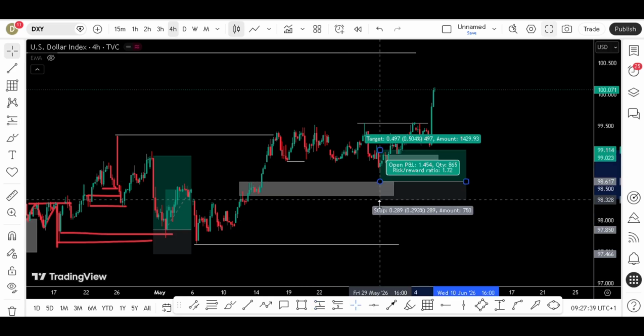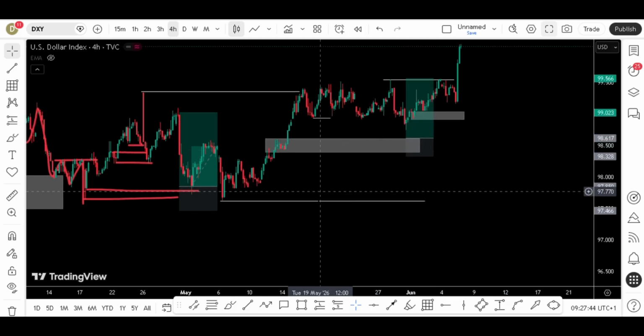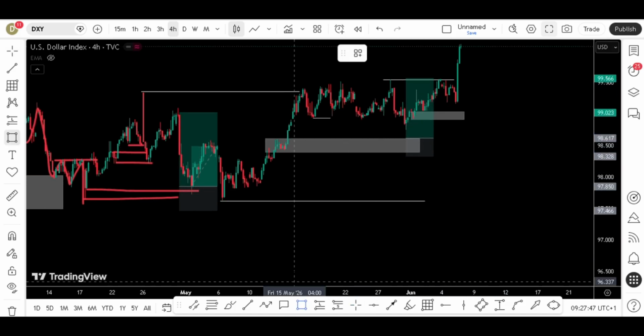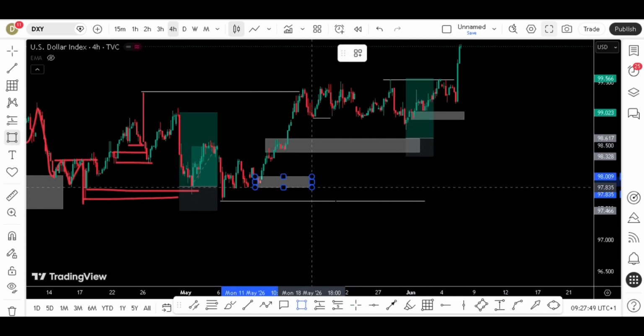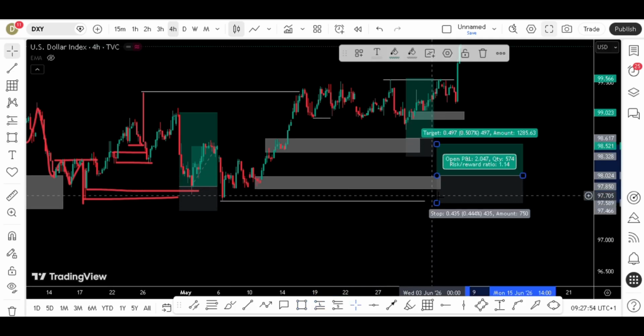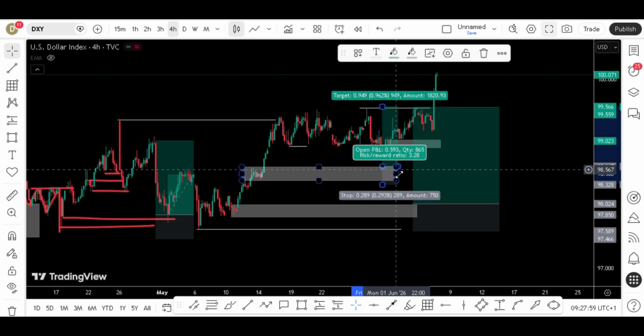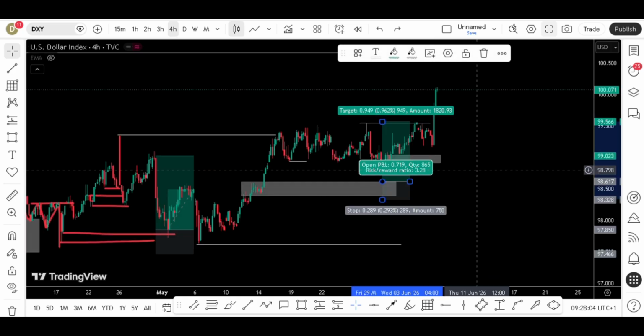And you can see the market do its thing and finally blow to the upside. But I'll be expecting this first entry, and if that one fails, I will be expecting this one at the extreme. So this is a clear case of a missed trade. I'm okay with missing the trade, you can see. So if this one fails, then this one is likely going to hold. So that's it for DXY.